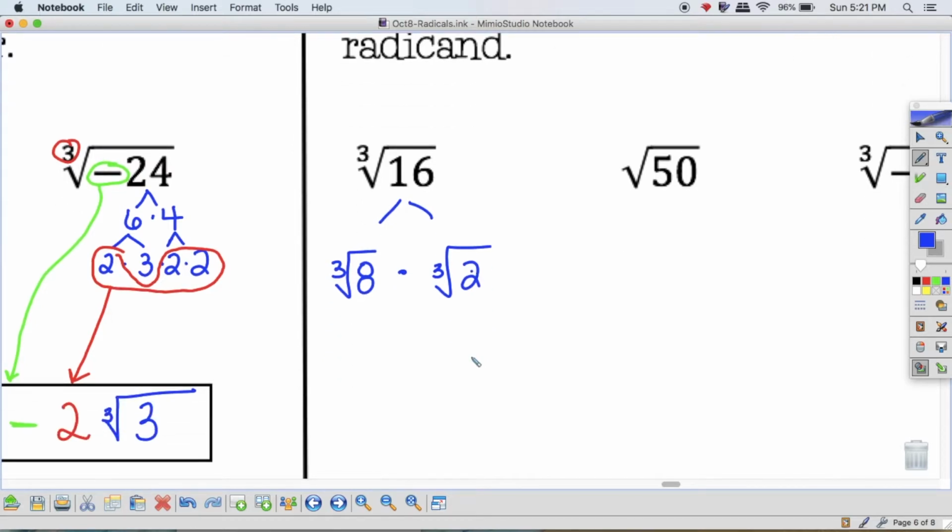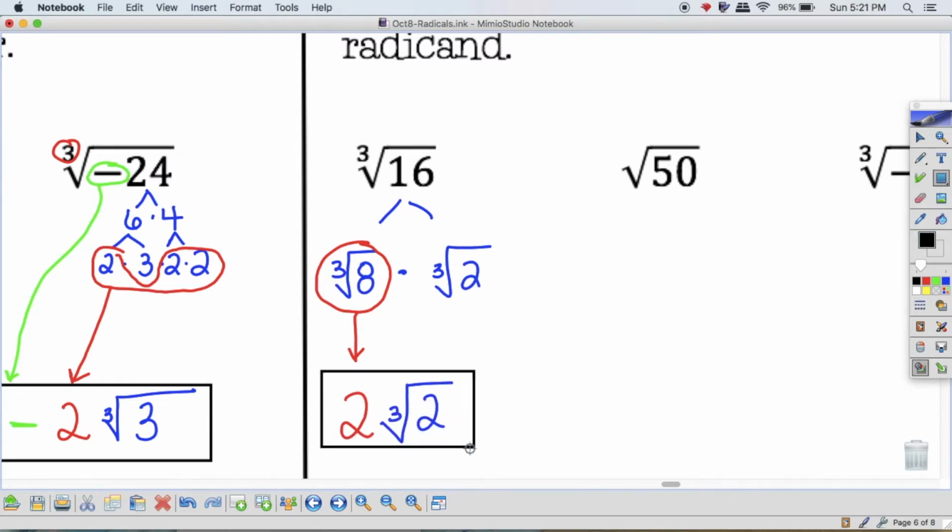Now, why do I want to do that? Because I know that 8 is a perfect cube. And I know that the cube root of 8 is 2. So the cube root of 8 is just 2, and I can multiply 2 times the cube root of 2 to get that final answer. Okay, that's the same answer we got before.